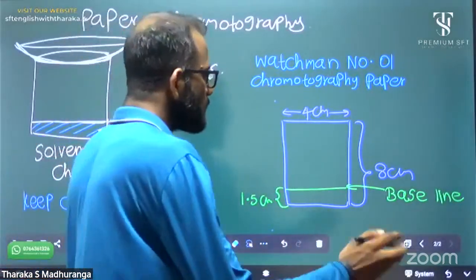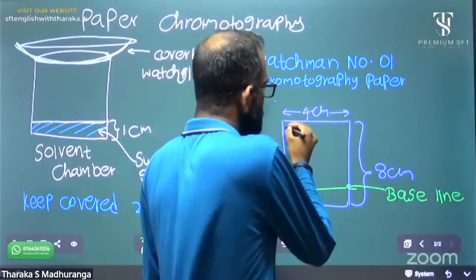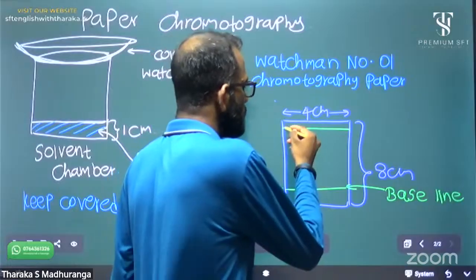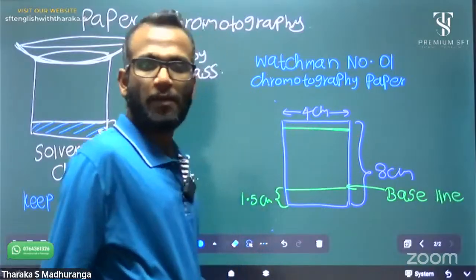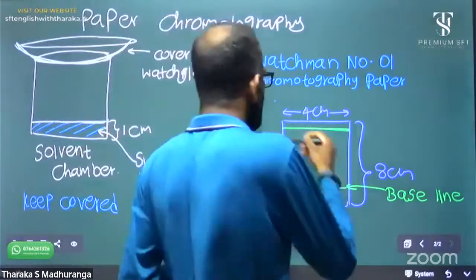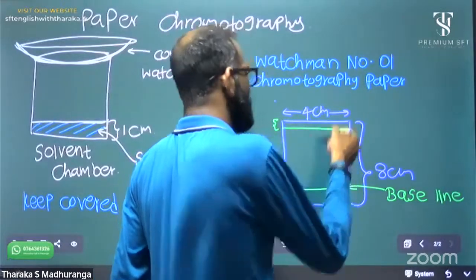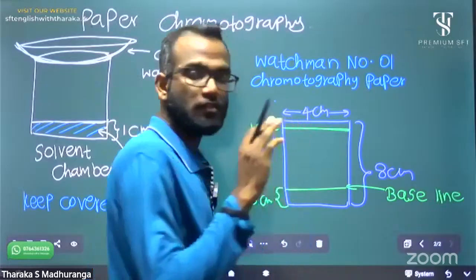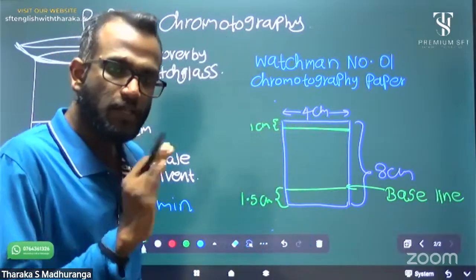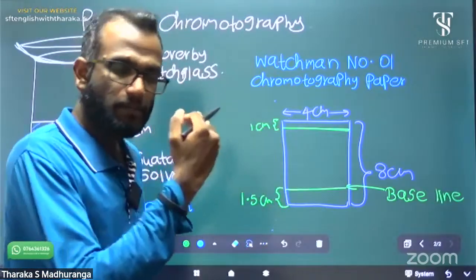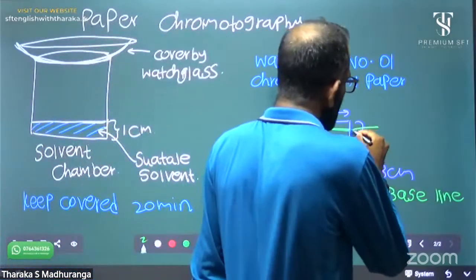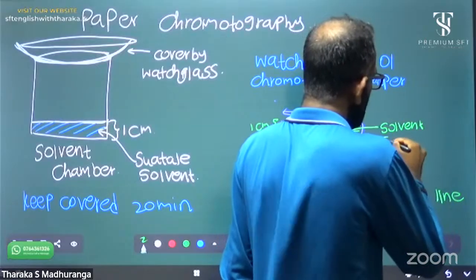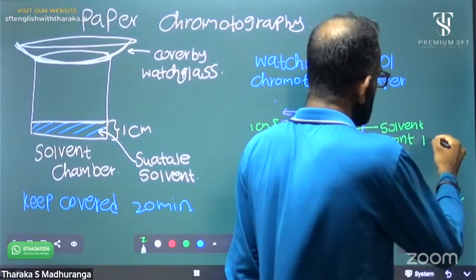And after that, using the same pencil, we have to draw the same type of line. Same type of sharp line, 1 centimeter below the upper end. These dimensions are very, very important, right? 1 centimeter below the upper end. This line we call the solvent front line.